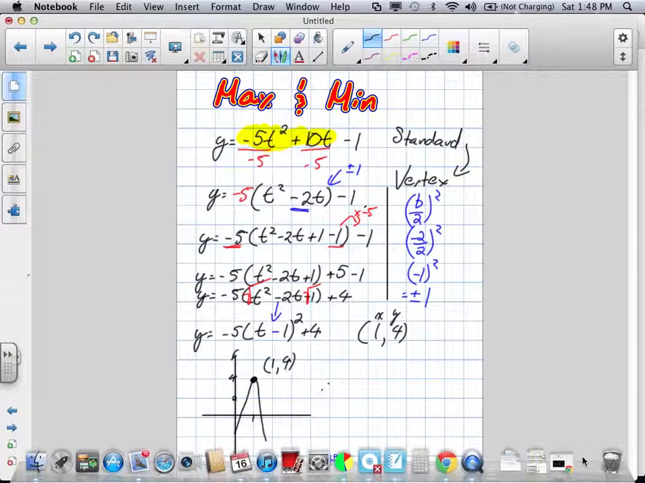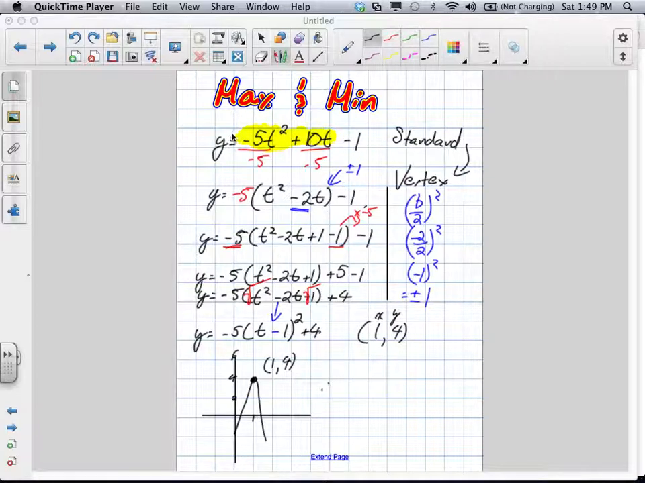So the answer is 1? No, the answer would be 4 for the max height. The vertex is at 1 and 4.